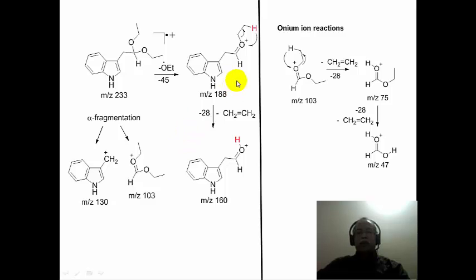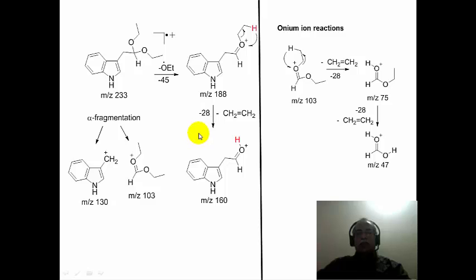Whenever an oxonium ion is formed, it is followed by an onium ion reaction. The onium ion reaction is essentially the migration of a hydrogen from the beta position to the onium atom, that is, in this particular case the oxonium oxygen atom, with the concomitant loss of a molecule of ethylene. So loss of 28 mass units will give you a fragment which corresponds to 160. The migration of the red hydrogen onto the oxygen followed by cleavage of the carbon-oxygen bond results in the protonated species of indole 3-carboxaldehyde, and the loss of 28 mass units is accounted for by the loss from 188 to 160.